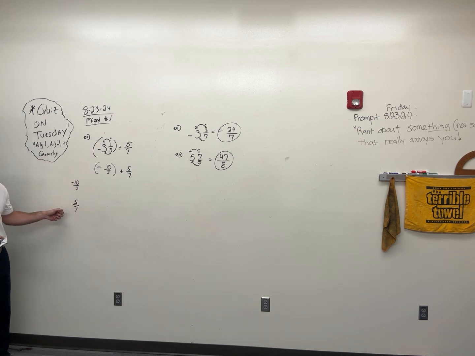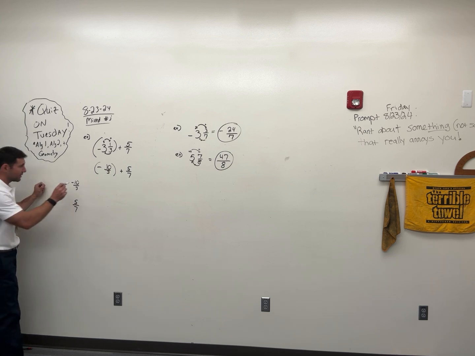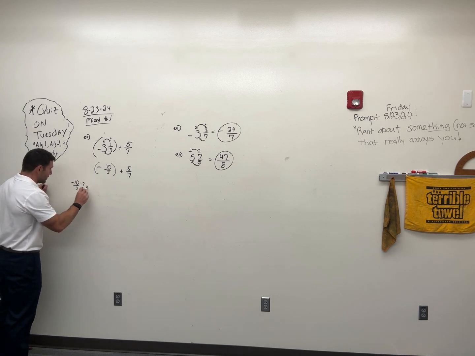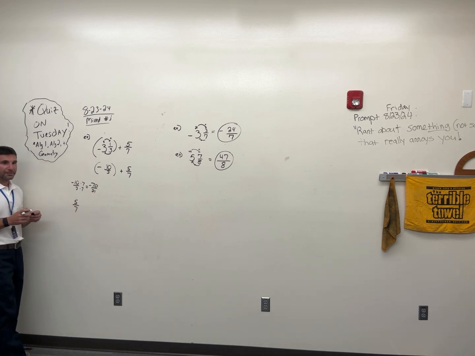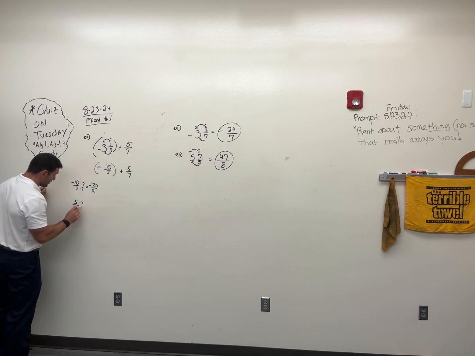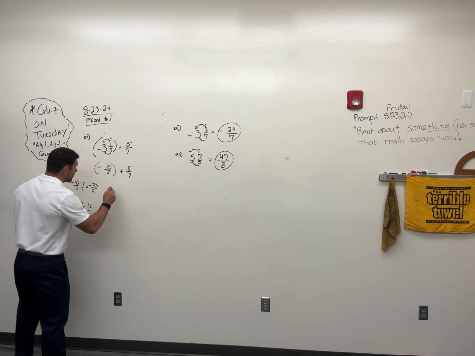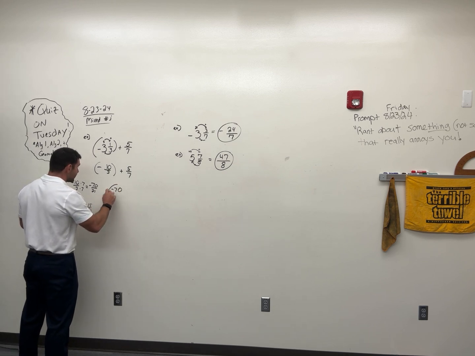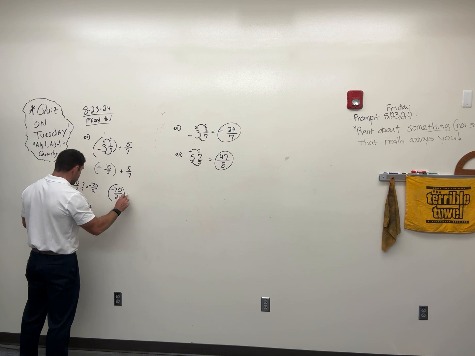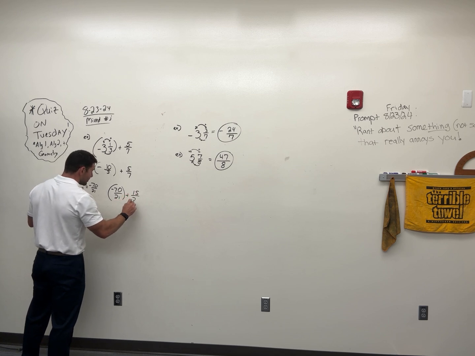Remember, we're multiplying by the other denominator. So if I have -10/3, what do I multiply -10/3 by? 7. By 7. -70/21. And what do I multiply 5/7 by? 3. By 3. The opposite denominator, which is 15/21. So really I have -70/21 plus 15/21.